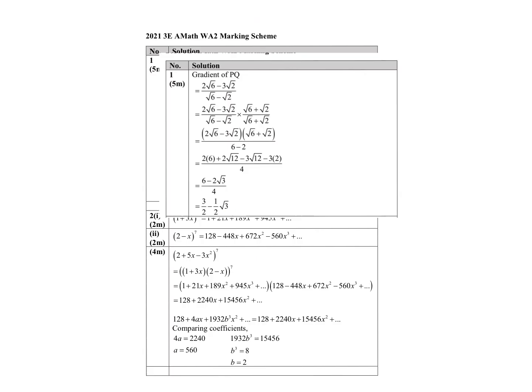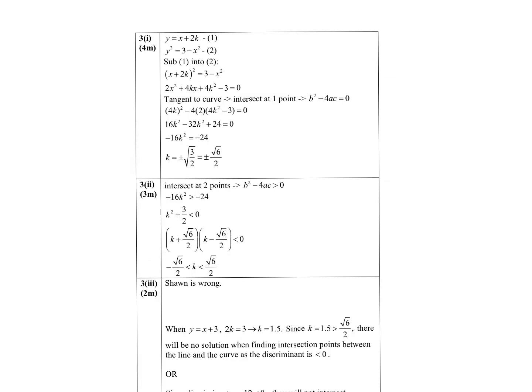Okay, Ken? The first time I sat for the WA class test for A math, I got F9. Didn't you say you got like A1 for your first class test? Then after that, don't have already.